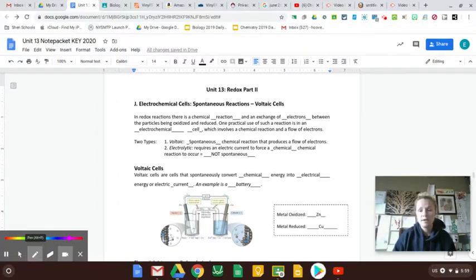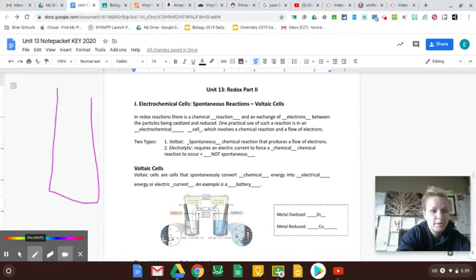Okay, so why do we care about redox? This whole next section is going to be about what redox does for us. It's the process that makes batteries work. And we all love batteries in our devices, right? Like in our phones, even in our cars have batteries, remotes, whatever. So what does that have to do with redox?